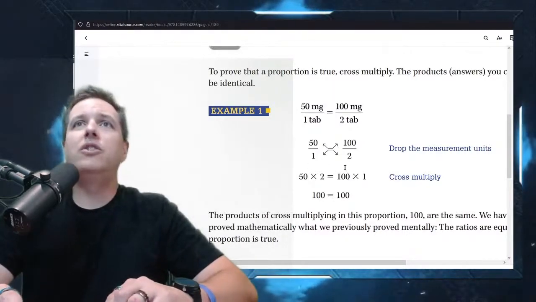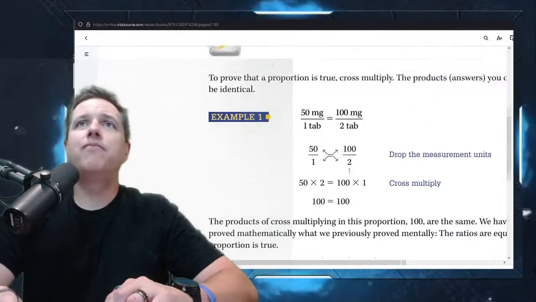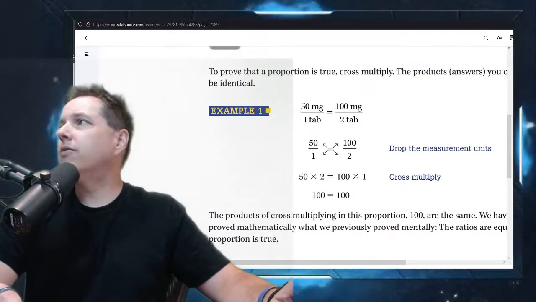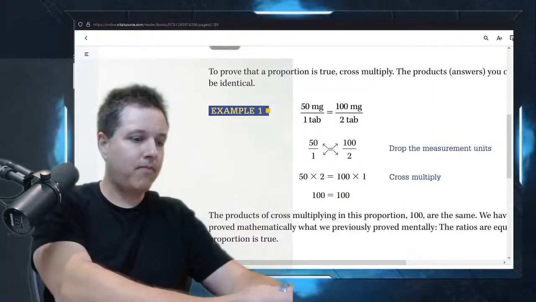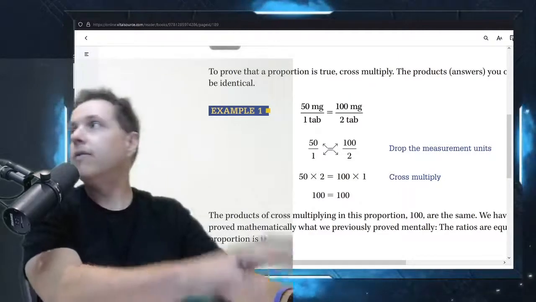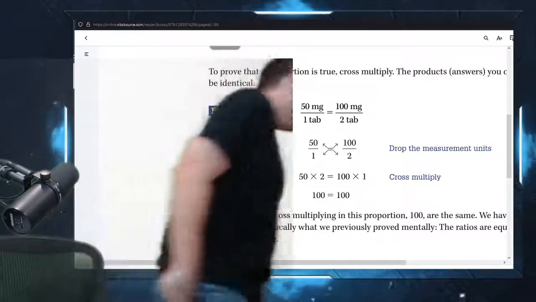What they usually do is have, see if I can find a better image. Let me see if I can find a better one. Hold on one second.